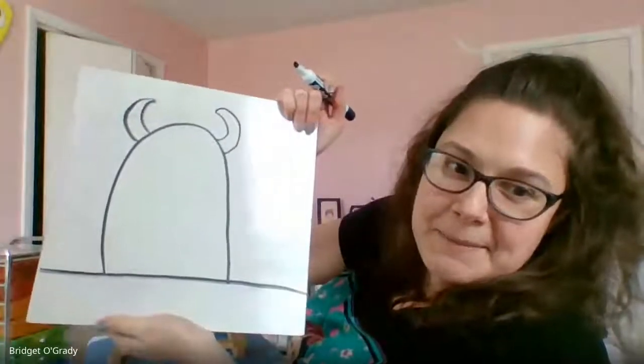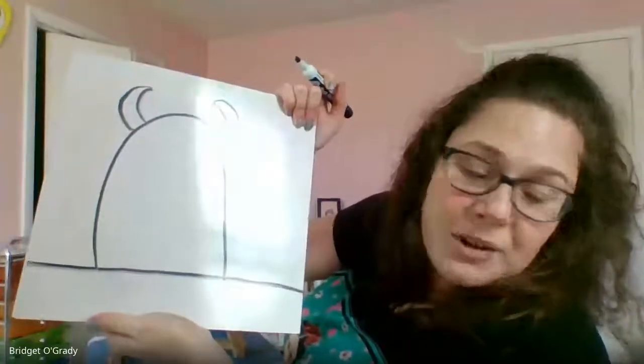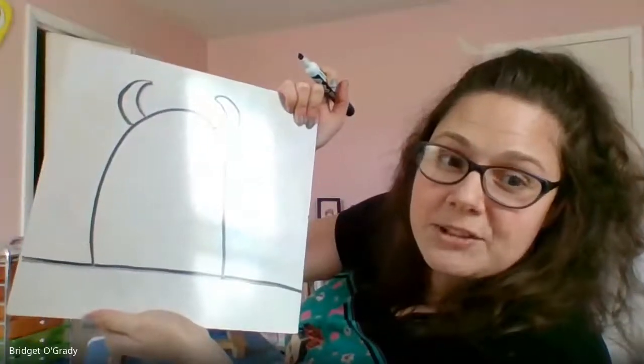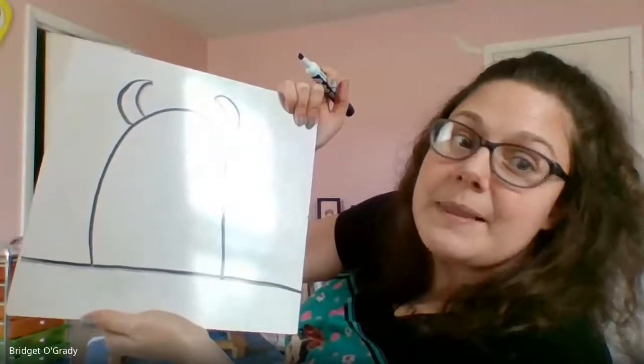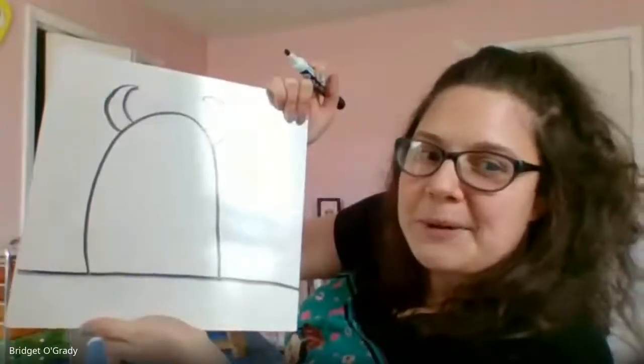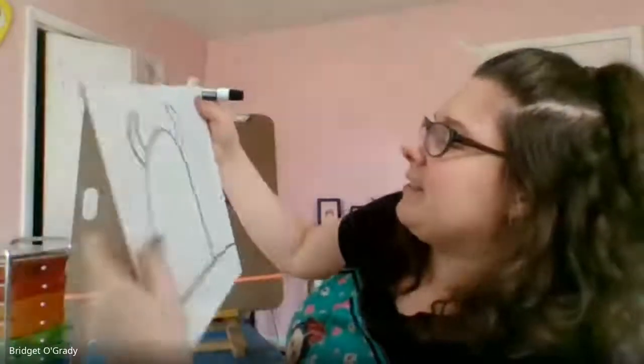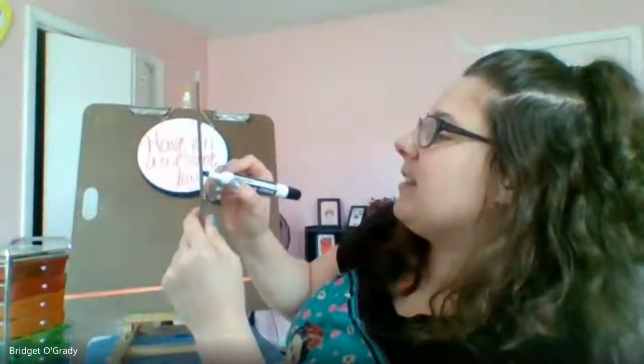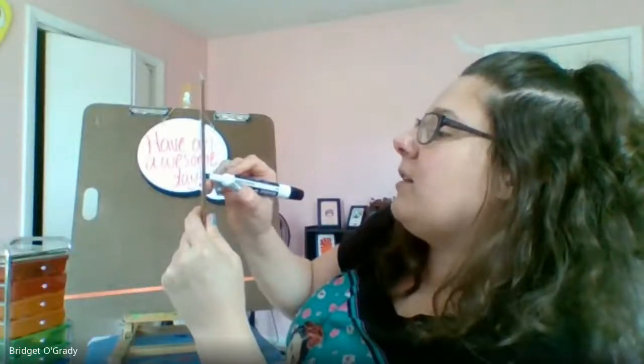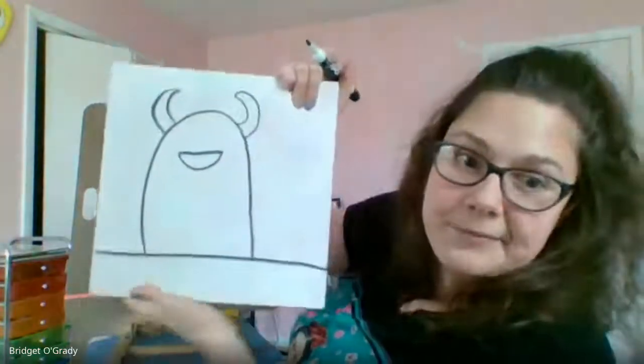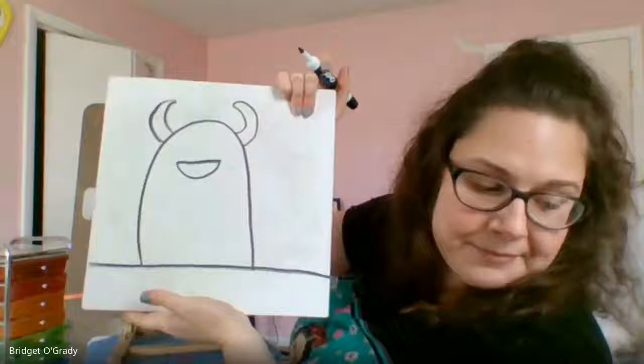Now I need to make my monster's face. So on the cover of the story, this monster is eating a bowl of wiggly line spaghetti. So that's what we're going to draw today too. So I'm going to draw his face or his mouth nice and wide and open because he is hungry.